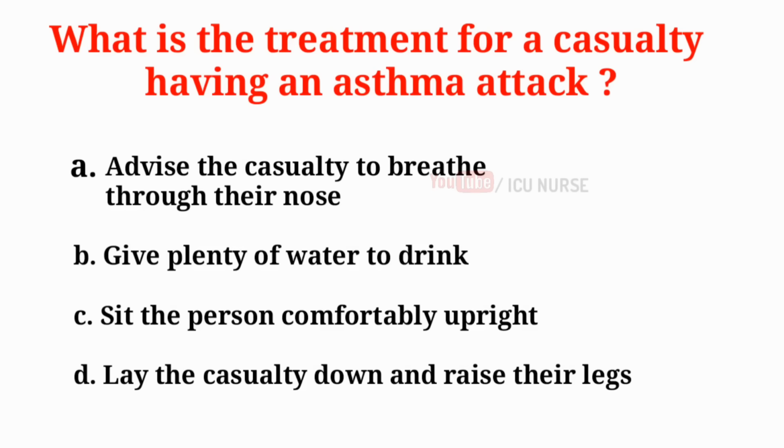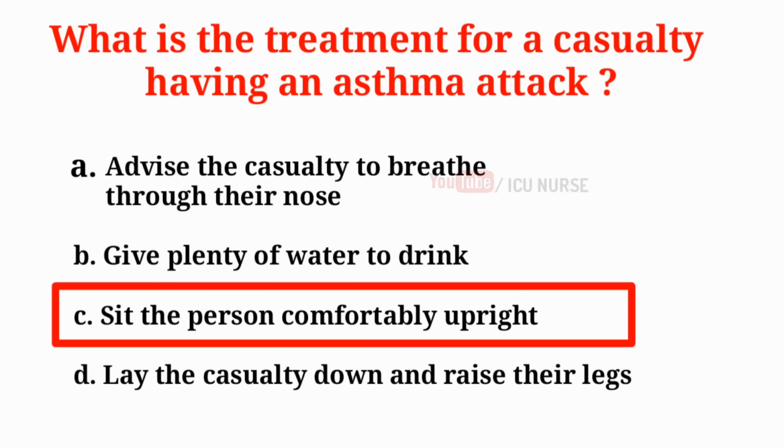What is the treatment for a casualty having an asthma attack? A. Advise the casualty to breathe through their nose. B. Give plenty of water to drink. C. Sit the person comfortably upright. D. Lay the casualty down and raise their legs. And the correct answer is C. Sit the person comfortably upright.